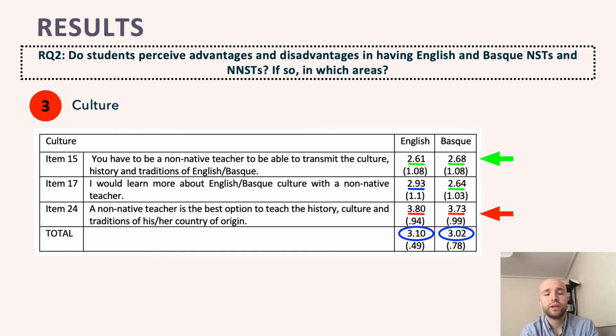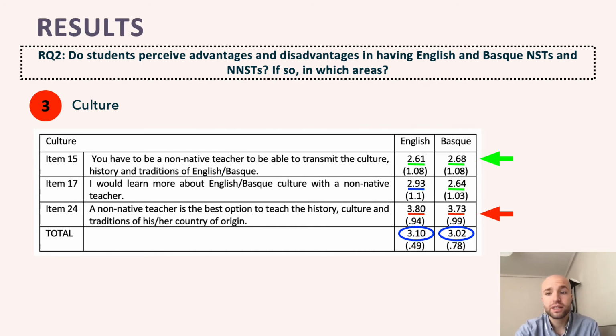In our third category, culture, overall results appear to indicate that students discard the effect of nativeness, both for the teaching of the cultural aspects of Basque and English. Still, students agree that native speaker teachers are the best option to teach the history, tradition, and culture related to each language. But being a native speaker teacher is not necessary to be able to transmit these aspects. So non-native speaker teachers can also do it.